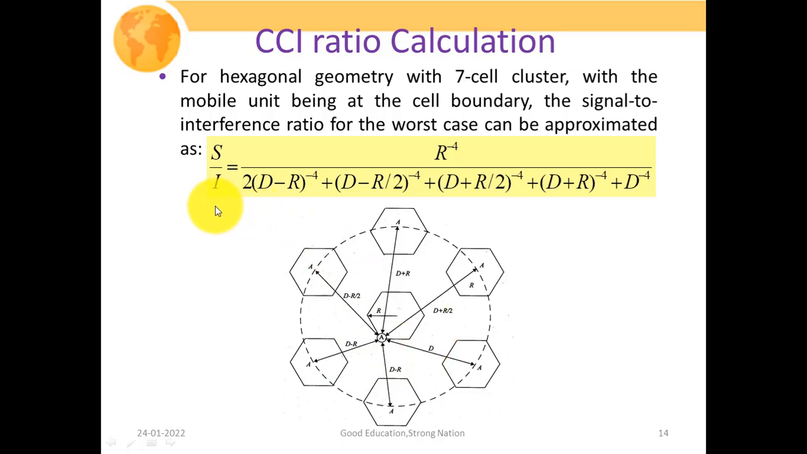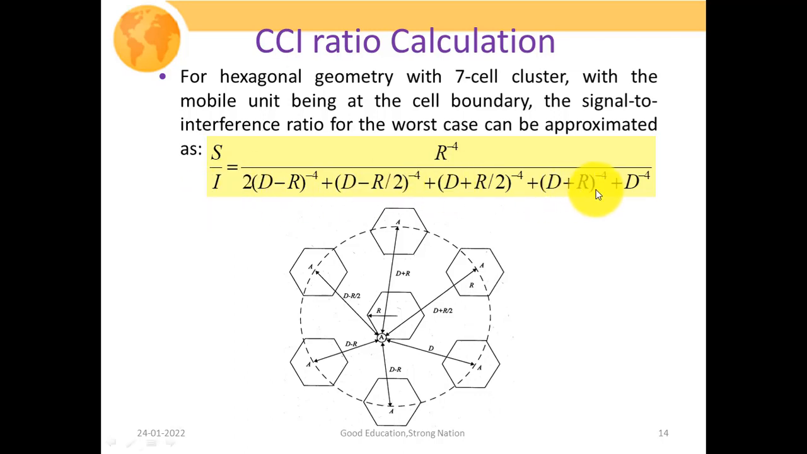And in our previous slide, we had already evaluated your signal to interference ratio, which is equal to R to the power minus 4 upon 2 times (d minus R) to the power minus 4, since d minus R is the distance from two co-channel interfering cells, plus (d minus R by 2) to the power minus 4. One cell is at d minus R by 2, another cell is at (d plus R by 2) to the power minus 4, then (d plus R) to the power minus 4 plus d to the power minus 4. So 1, 2, 3, 4, 5, 6. This is how we get the summation of interference power of all those co-channel neighboring cells.